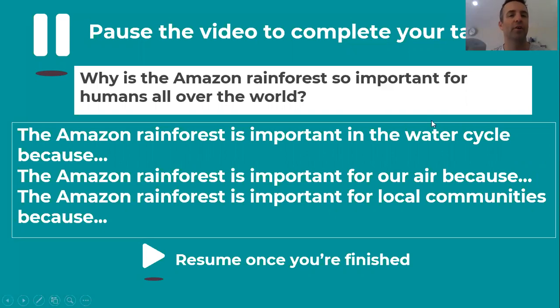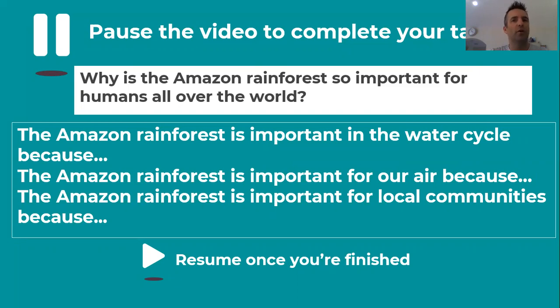Okay, well done. So hopefully our sentences might have sounded a little bit like this. The Amazon rainforest is important in the water cycle because it's so hot. The water droplets evaporate to make rain clouds, and then these make enough rain for all the places on Earth. Without the Amazon rainforest, we wouldn't have enough rain on our planet.